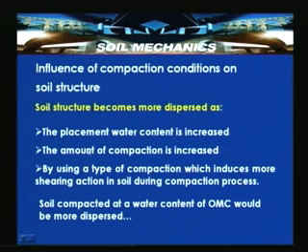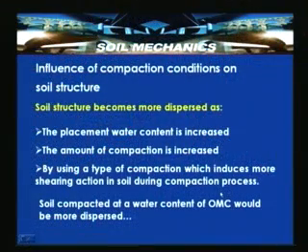As the amount of compaction is increased, we have also seen that it shifts the optimum to the left hand side, where more air is removed quickly. With that, if you increase the amount of compaction, then also the soil structure tries to transform towards a dispersed nature. By using a type of compaction which introduces more shearing action in soil during the compaction process, that also can change the soil structure from flocculent to dispersed nature.